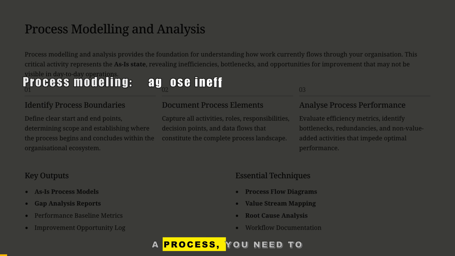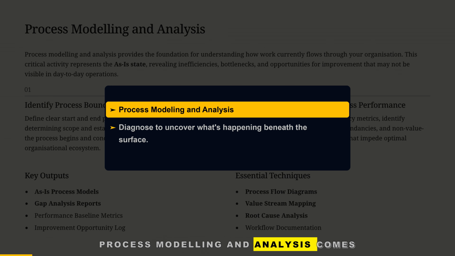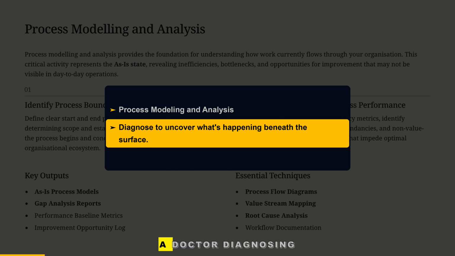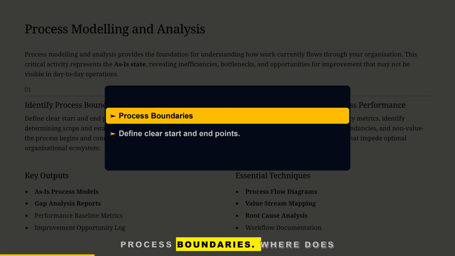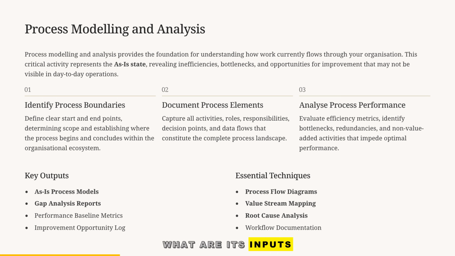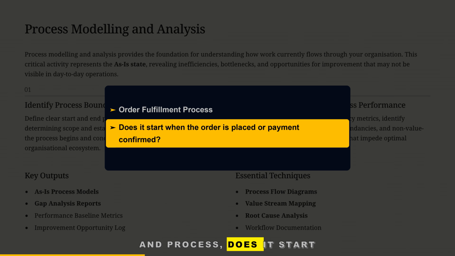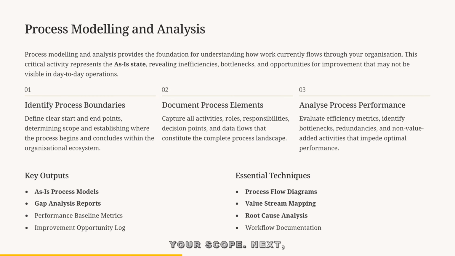Before you can improve a process, you need to understand it inside out, and that's where process modeling and analysis comes in. Think of it like a doctor diagnosing a patient before treatment. You're trying to uncover what's really happening beneath the surface. Start by clearly defining your process boundaries. Where does the process begin? Where does it end? What are its inputs and outputs? For example, in an order fulfillment process, does it start when the customer places an order or when the payment is confirmed? Those boundaries define your scope.